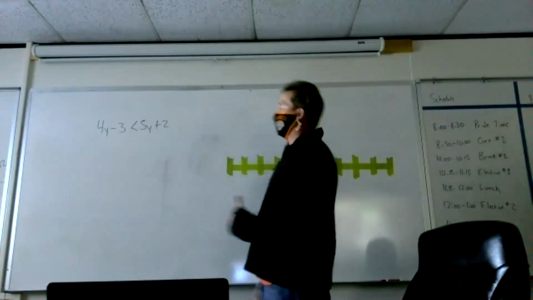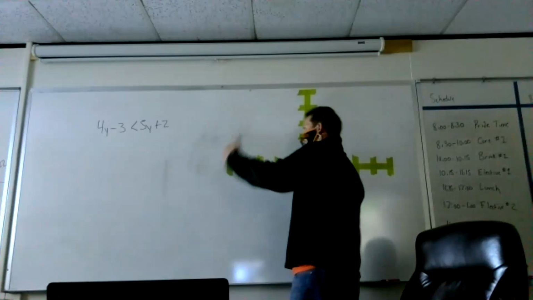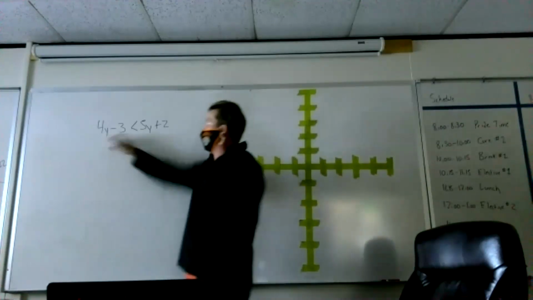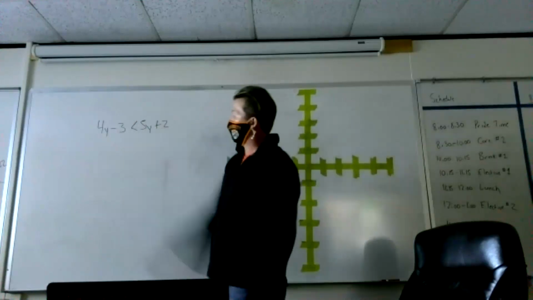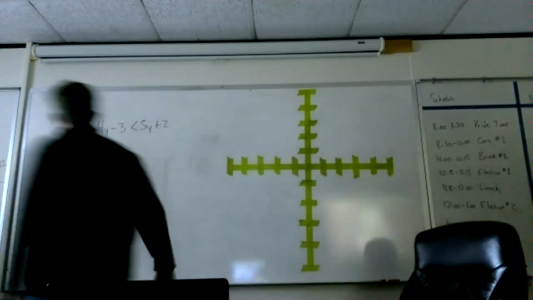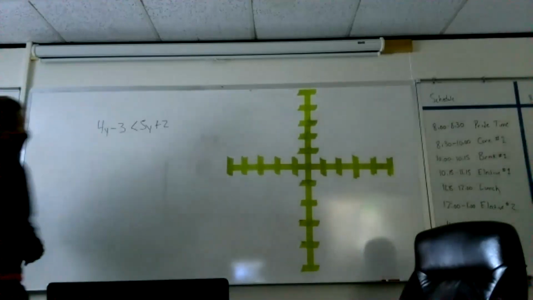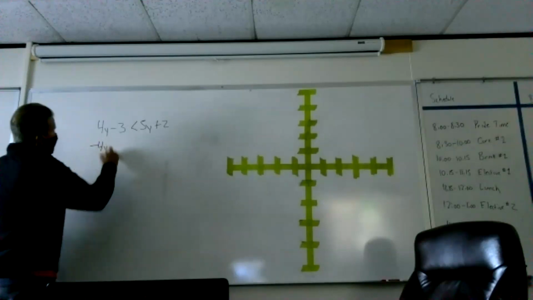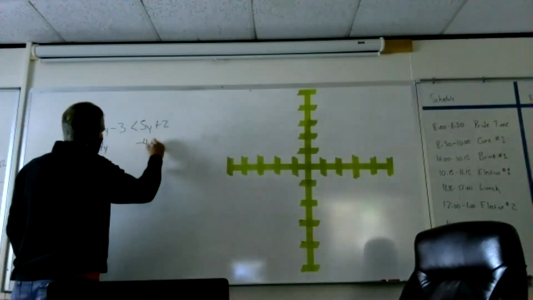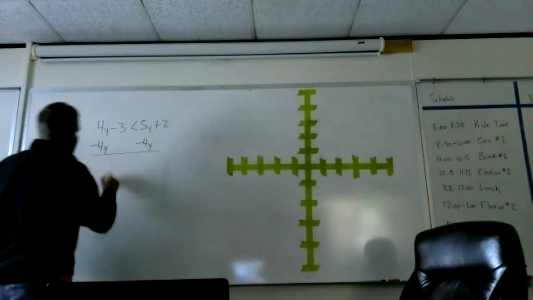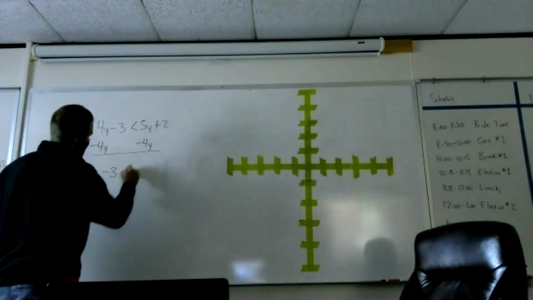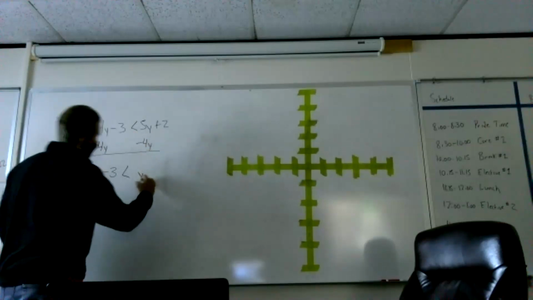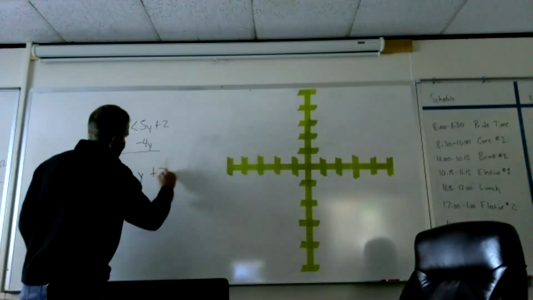I'm one of those who likes to work with a positive variable associated with it. So I'm going to try to move 4y to this side and bring my positive 2 to that side. So the first step, you can see that this is a positive 4y. To remove it and get it to the other side, I'm going to minus 4y on each side. What I'm going to be left with is a negative 3 is less than 5y minus 4y, which is just y, and then I have plus 2.